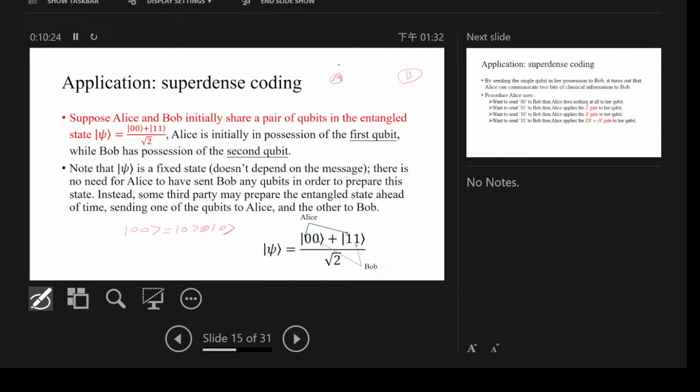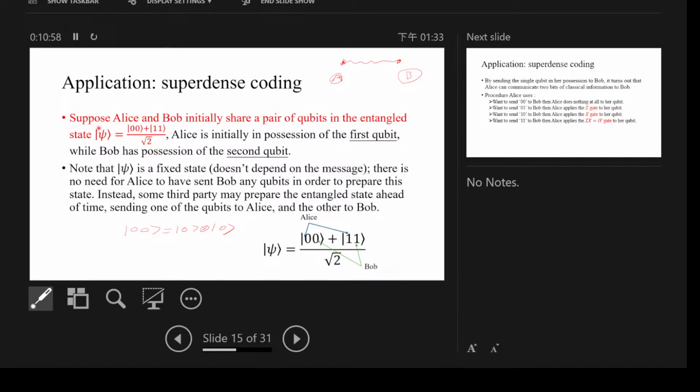Usually people draw entanglement like this. Alice holds 1 qubit, and Bob holds 1 qubit. The entanglement to be shared is a 2-qubit state. We think of those 2 qubits as a composite system, and they can be in an entangled state. Usually people use this entangled state: psi equals (00 plus 11) over square root 2.